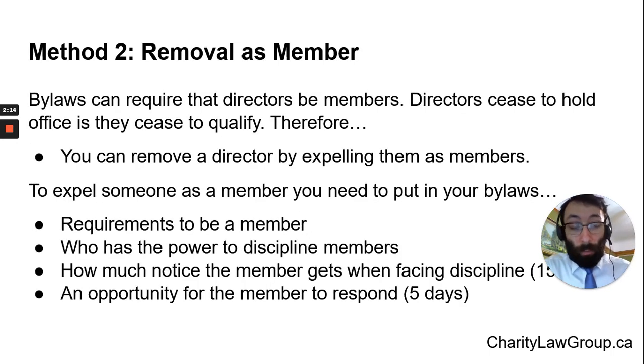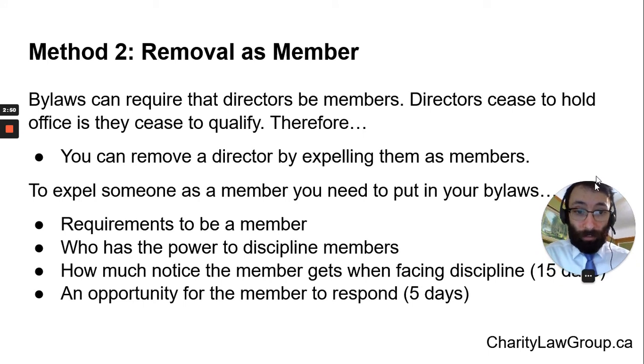So method number 2 is a bit less direct. Your bylaws can require that your directors be members, and directors who cease to meet the qualifications for being directors cease to be directors. So, if you remove them as a member, then they also stop being directors. So the question is, how do you remove somebody as a member?